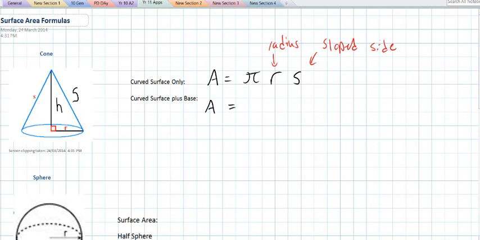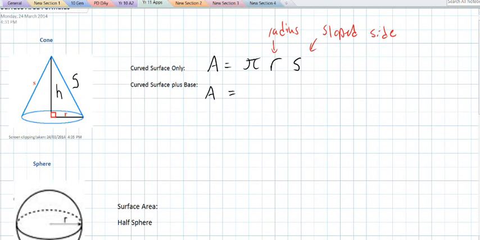Now the area of the curved surface plus the base, so imagine an ice cream cone with a lid on it, is the area of the curved surface, pi r s, plus the area of a circle, pi r squared.